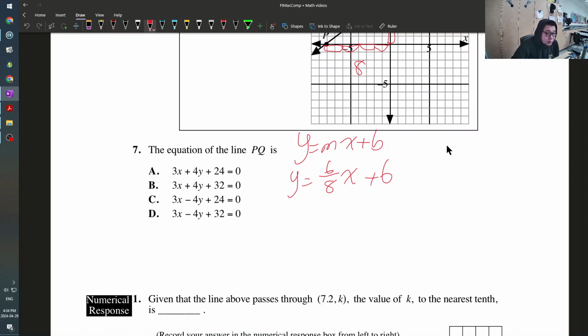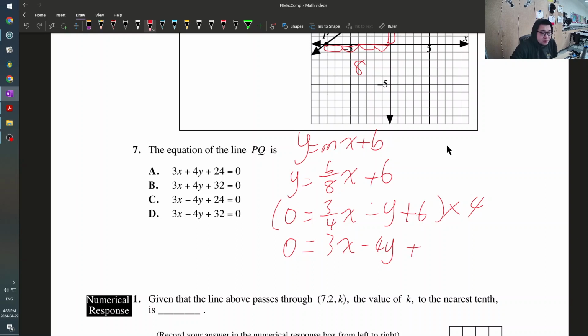We had to move everything to one side. So, come on, think. Subtract both sides by y. 6 over 8 simplifies to 3 over 4x minus y plus 6. And obviously we want integer numbers on each side, so I have to multiply everything by 4. 0 is equal to 3 over 4 times 4 is 3x minus 4y plus 4 times 6 is 24. 3x minus 4y plus 24 equals 0. 7 is C.